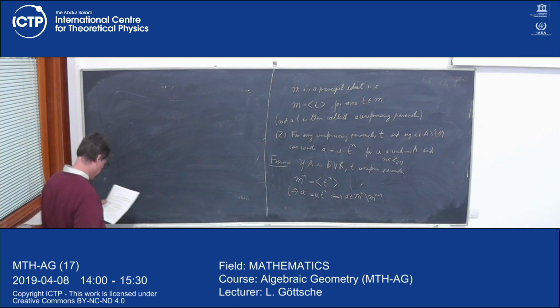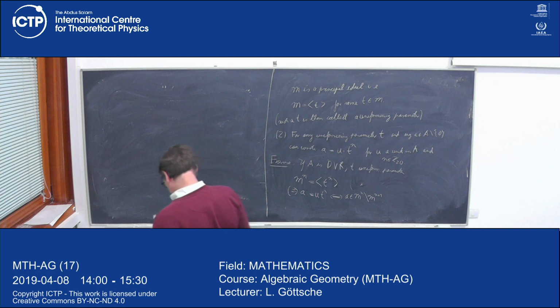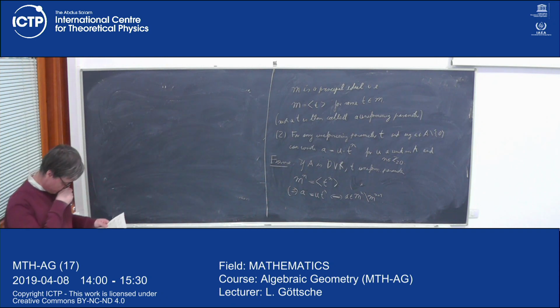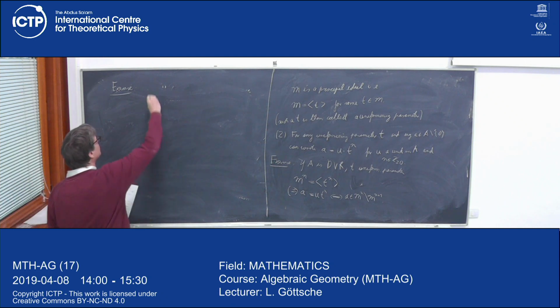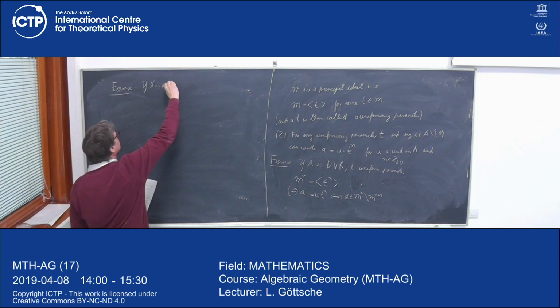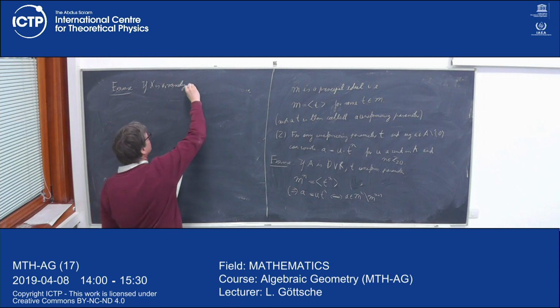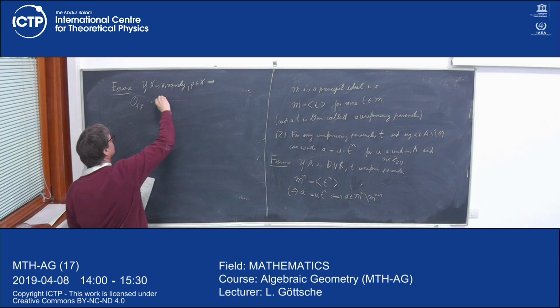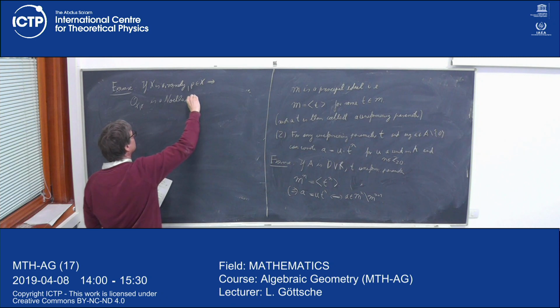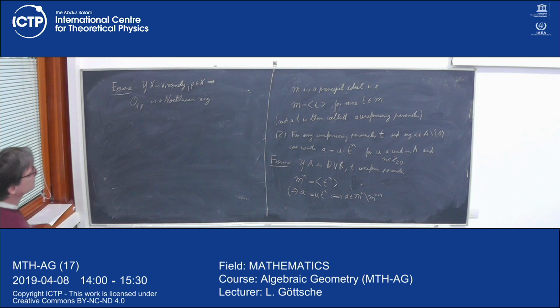Time's almost up. Let me see what I can say. I started a bit later. So this I need in the proof, but I do not want to prove it. It's kind of easy, but if X is a variety, and P is a point in X, then it follows that the local ring of X at P is a discrete valuation ring. So let's see why this should be true. I will just sketch it.